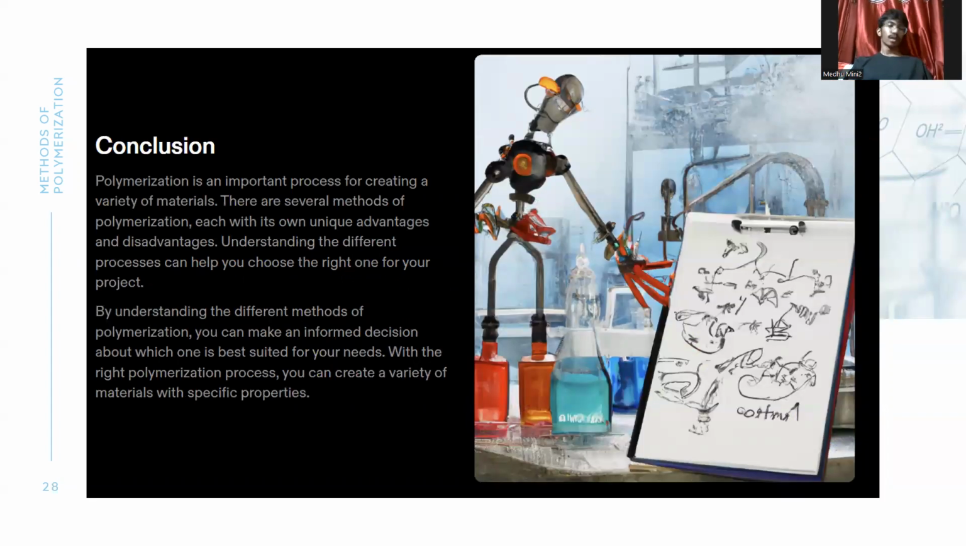Conclusion. Polymerization is an important process for creating a variety of materials. There are several methods of polymerization, each with its own unique advantages and disadvantages. Understanding the different processes can help you choose the right one for your project. By understanding the different methods of polymerization, you can make an informed decision about which one is best suited for your needs. With the right polymerization process, you can create a variety of materials with specific properties.